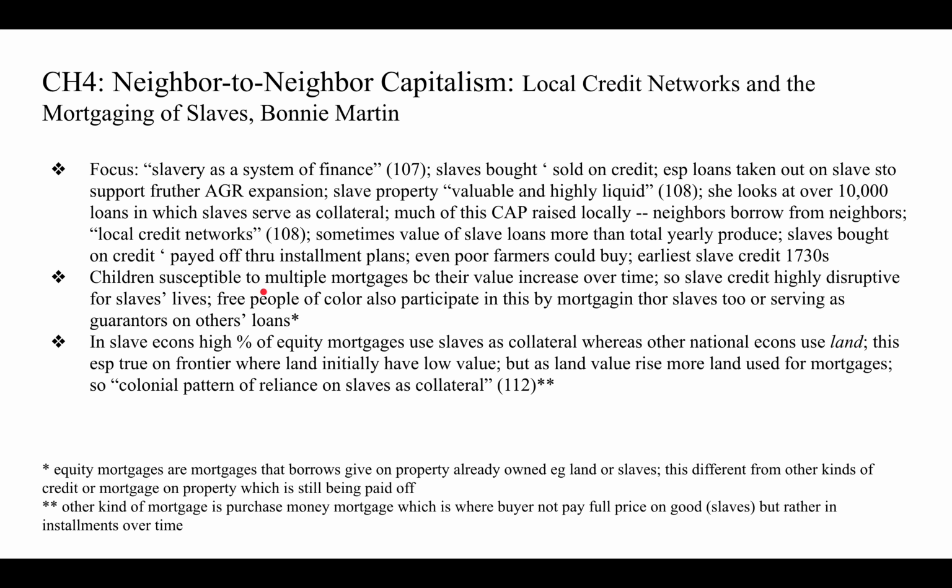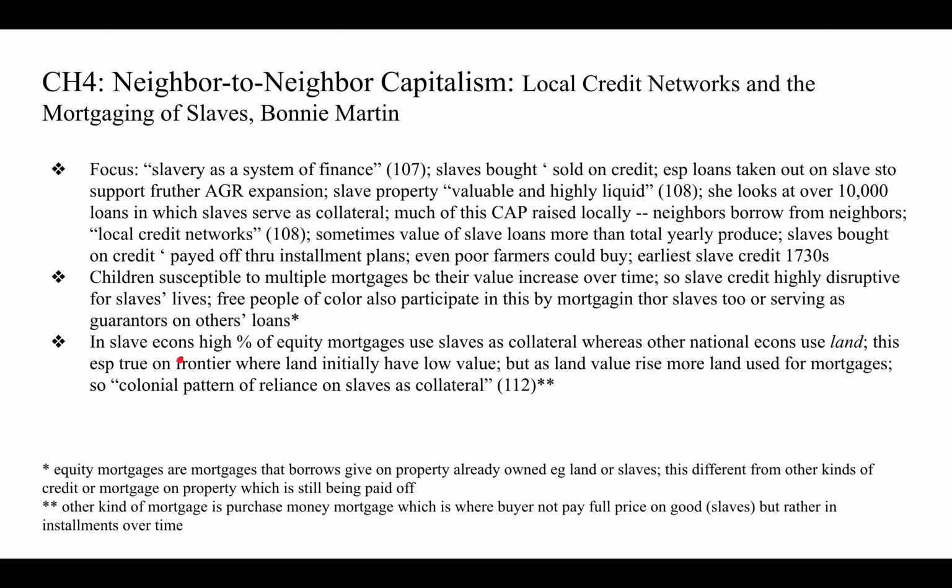Children were susceptible to multiple mortgages because their value increased over time. So slave credit was highly disruptive for slaves' lives, of course. Free people of color also participated in this by mortgaging their slaves too, or serving as guarantors on others' loans.